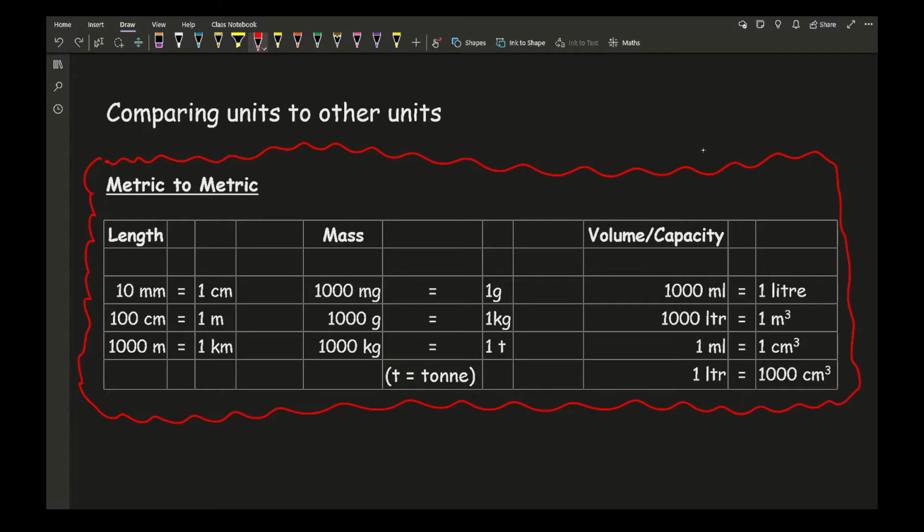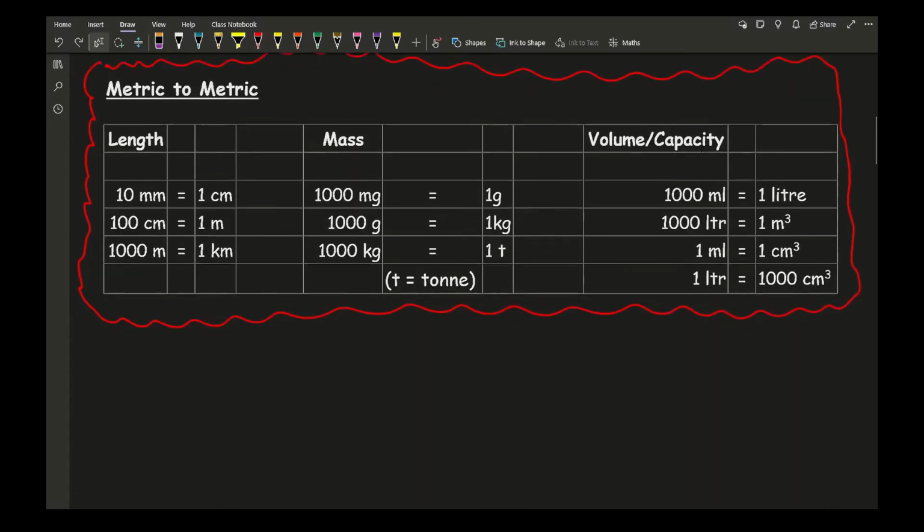So again, I would strongly recommend you make a note, and if you need to, pause the video to make a note of these. These are the units that you are going to need to know off by heart, so I recommend that you learn them like you would spellings in English.